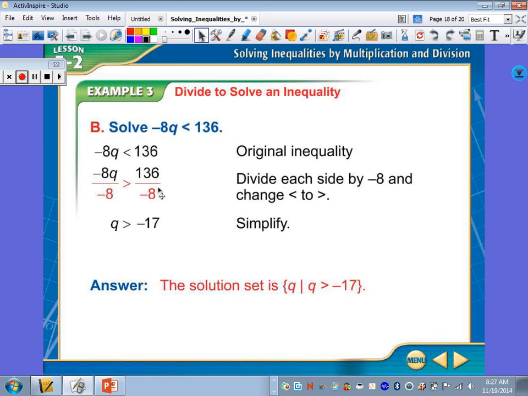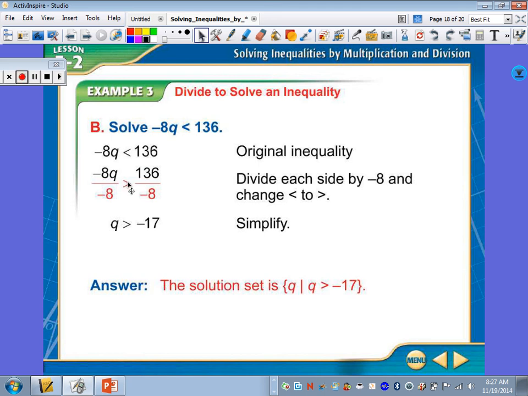Okay, so now what you notice is we have -8q is less than 136. So that means to get rid of the -8, we have to divide both sides by -8. At some point, you have to reverse the inequality. Again, I always do mine after I do the problem. That's just me. They did it during it. It's just as long as you do it, I don't care. Just don't change it more than once.